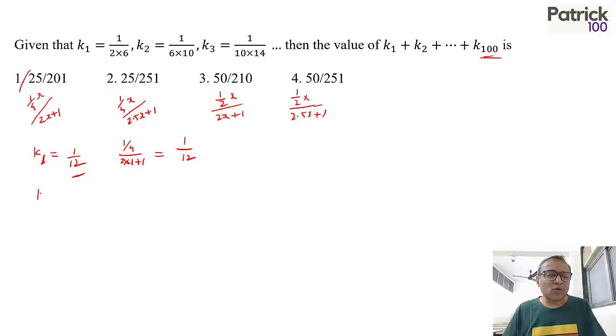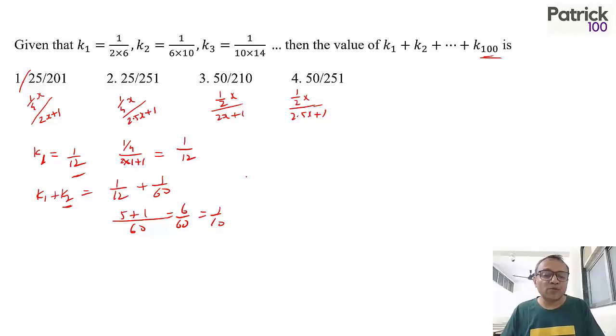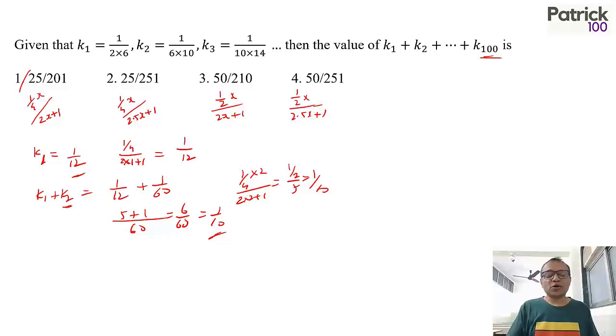Let's take one more example, k1 plus k2, which is nothing but 1 by 12 plus 1 by 60. If you solve this with 60, you get 5 plus 1, which is 6 upon 60, or 1 by 10. Here 2 is the last term. Again I use the same thing, 1/4 of 2 upon double of 2 plus 1. So it becomes half upon 5, or 1 by 10. Satisfies. So both cases satisfy. When it satisfies two numbers, you can directly mark the answer. Actually, you can mark the answer with the first case as such.